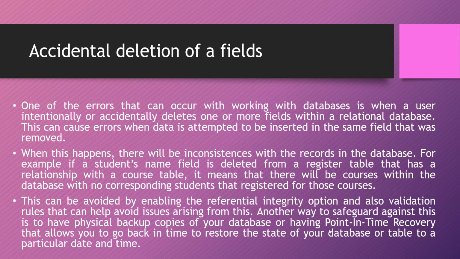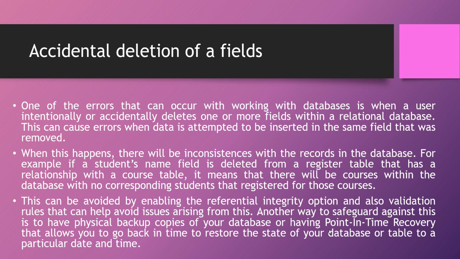One of the errors that can occur when working with databases is when someone intentionally or accidentally deletes one or more fields within a relational database. Now, this might not happen when you're dealing with a very small database, but as your database gets bigger and bigger, there's a tendency this kind of thing can happen. So when it happens, there will be inconsistencies with the records in the database. Information will not make the same kind of meaning as planned. Let me put it that way.